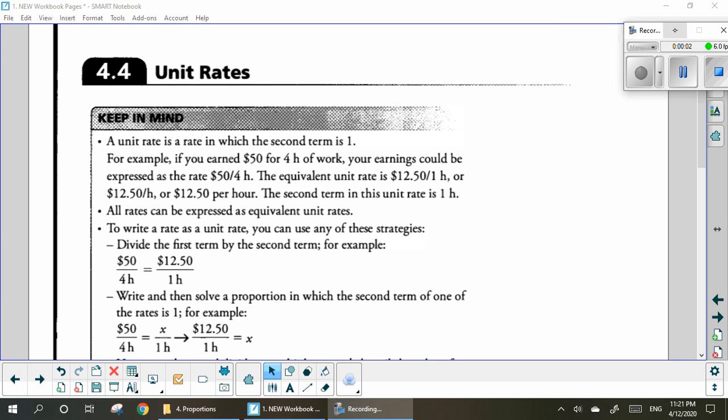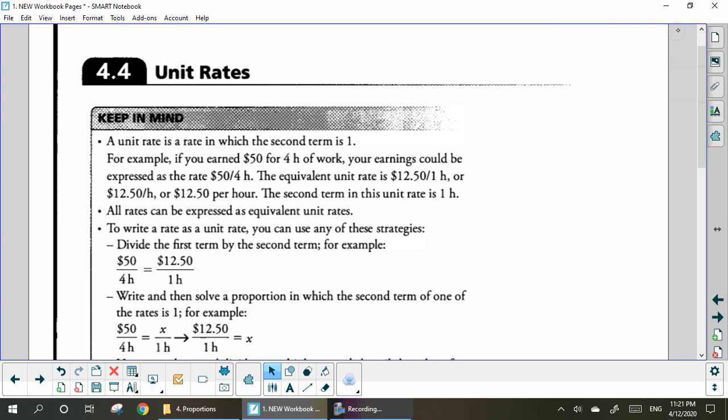Hello students. We are moving on to the next section in our chapter 4. This is 4.4, which is unit rates.